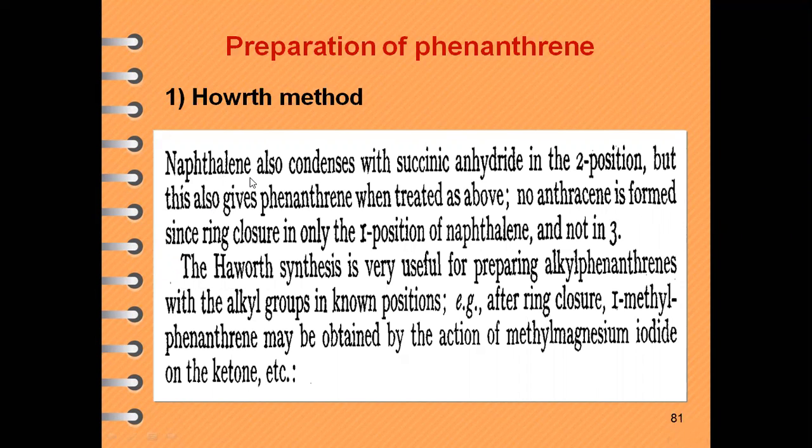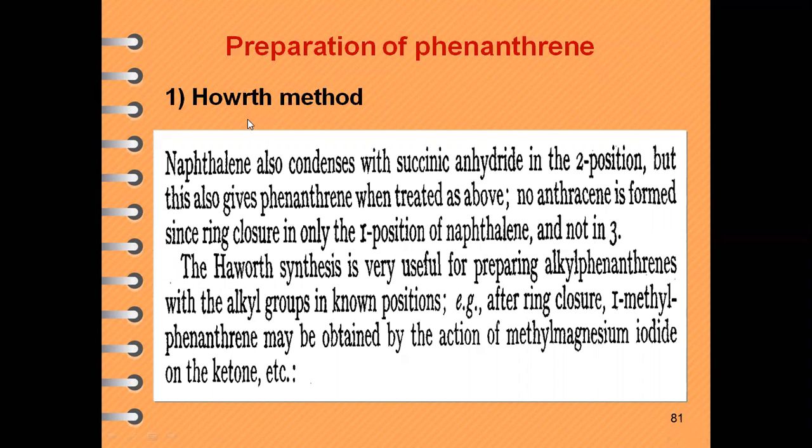So this naphthalene will condense with succinic anhydride at the 2 position. Now, no anthracene is formed whenever we condense naphthalene with succinic anhydride. Only phenanthrene will be synthesized by fusion of naphthalene with succinic anhydride. The reason why anthracene is not formed is that ring closure occurs only at the first position of naphthalene and not at the third position of naphthalene.